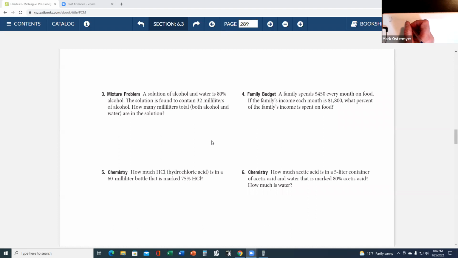A solution of alcohol and water is 80% alcohol. The solution is found to contain 32 milliliters of alcohol. How many milliliters total, both alcohol and water, are in the solution? Well, 80% of the solution is what? Alcohol, correct? 80% of the solution is alcohol.